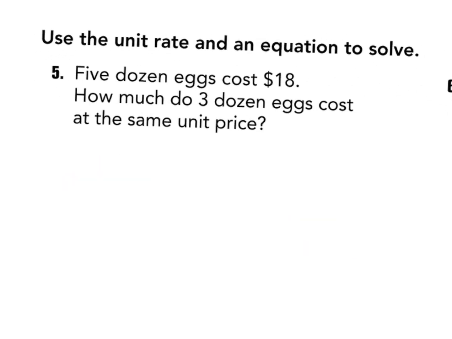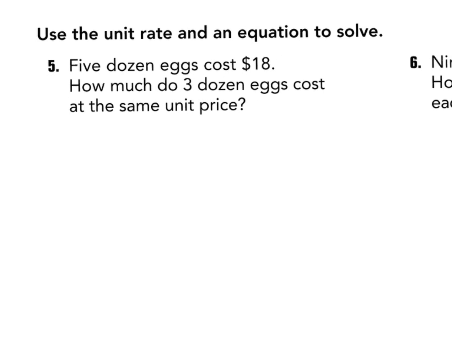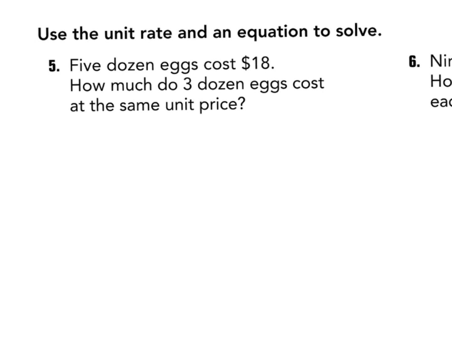Number 5 asks us to use the unit rate and an equation to solve. We'll go ahead and do that. I know I've been talking about not using the directions, but we will find the unit rate here first. So 5 dozen eggs cost $18. Remember, to find the unit rate, the unit price, you want to do the price divided by the other thing. So it's $18 for 5 dozen eggs.